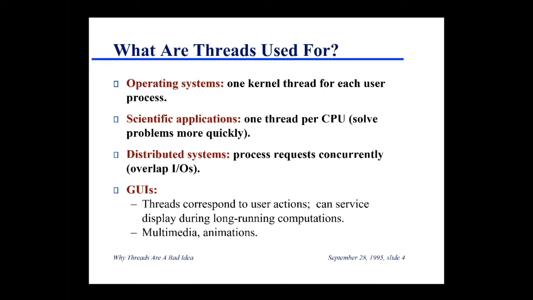Distributed systems, where we want to overlap I/O with execution. And GUIs, where you want to keep different parts of the GUI responsive when you may have one part of the GUI playing a long-running video. Just because you've got a long-running video or an animation in one part of the stream, that should not cause you to lock up the rest of the GUI because your video is running in an event handler.